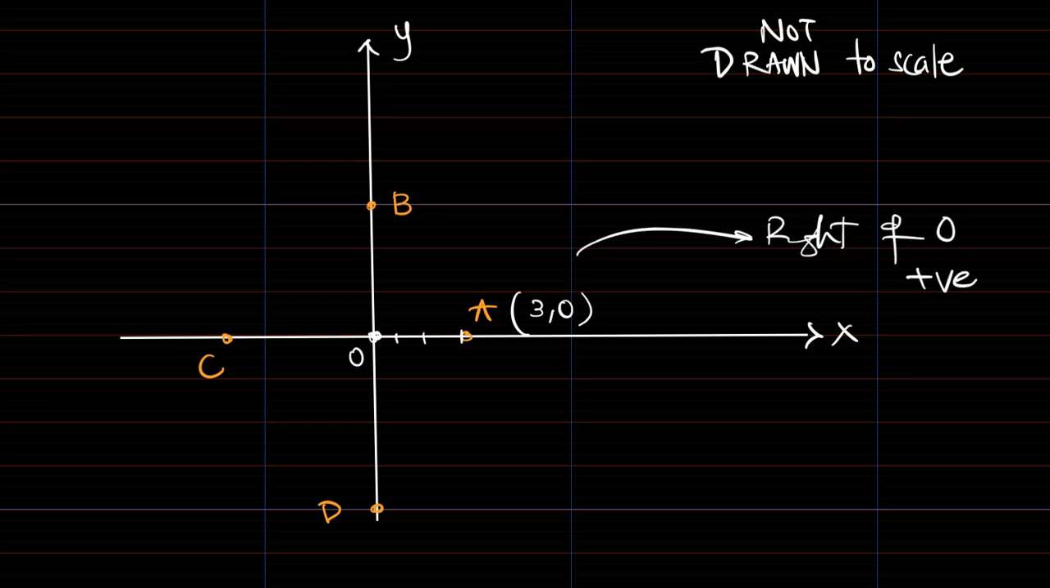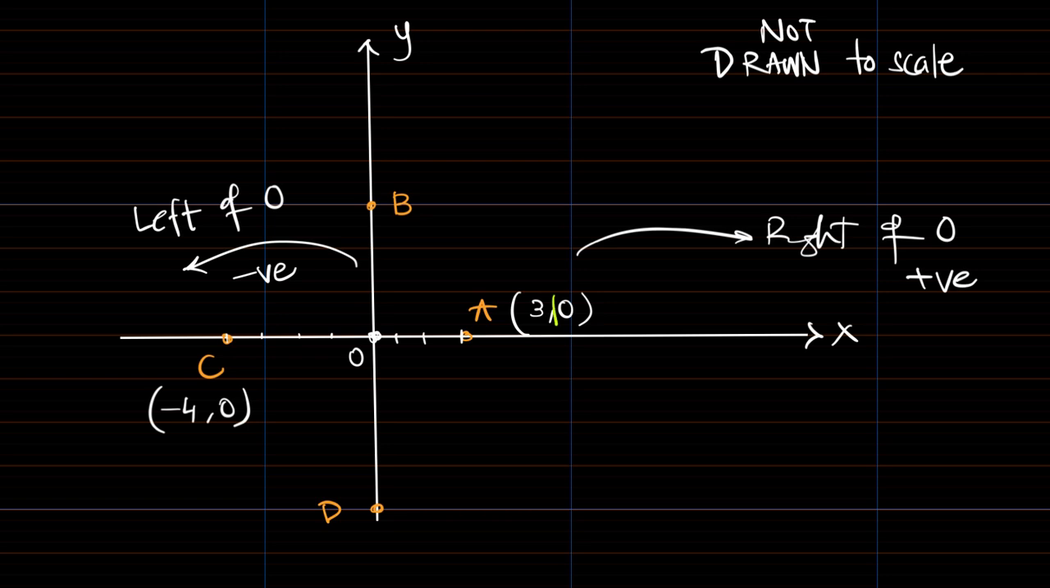Similarly, if we talk about the point C, let's say this is 1, this is 2, this is 3, this is 4. It's 4 units to the left. So this is left of origin. That is why it will be negative and the coordinates will be written as -4, 0.